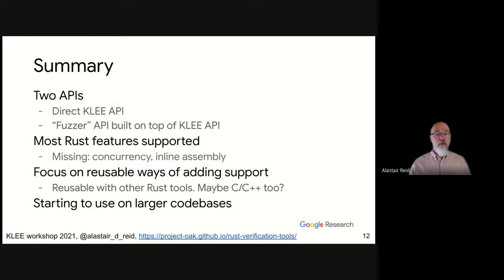Okay, to sum up, we've created two APIs to access KLEE from within Rust. One is a direct layer on top of the KLEE API, and one is a fuzzing layer, is more like a fuzzer, so we can use a fuzzer or KLEE interchangeably.